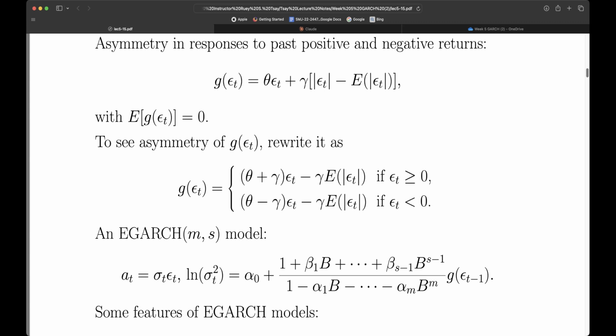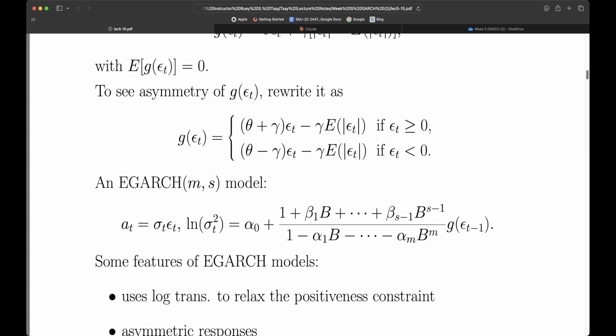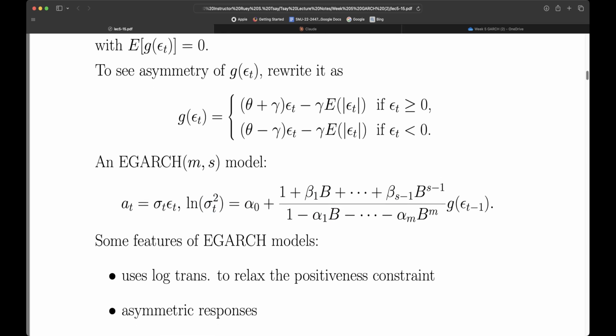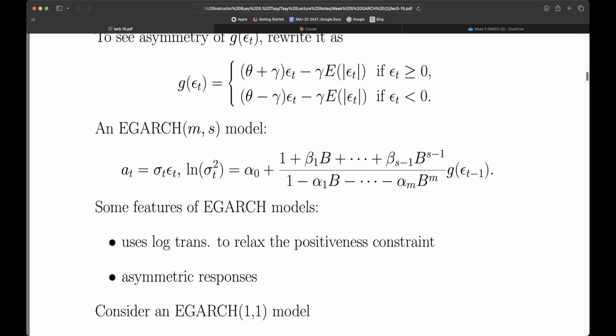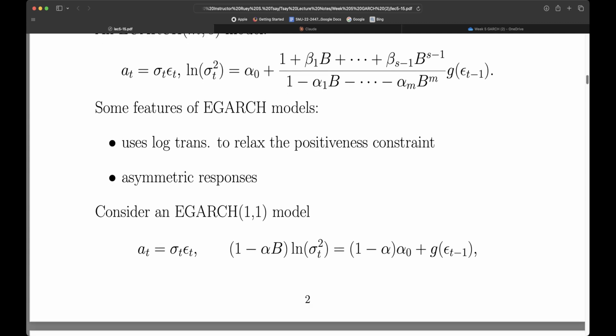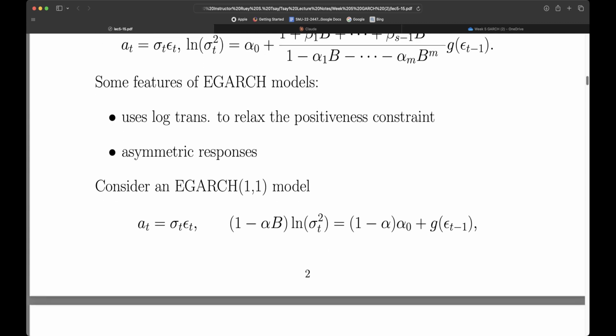The eGARCH model is a_t equals sigma_t epsilon_t, and we model sigma_t. Actually, we model the log of sigma_t, and then you have something like this. Like some other features of the GARCH models, we use a log transformation to reflect the positive constraint. Actually, the GARCH model is in some sense easier to estimate than the eGARCH. Consider a GARCH(1,1) model, which looks like this one. Okay, the GARCH(1,1) model.